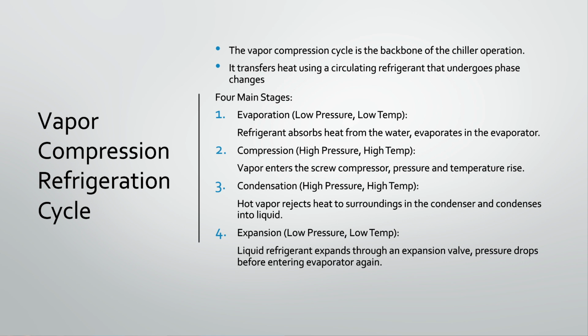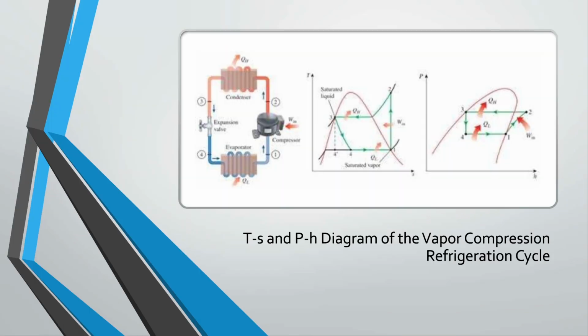Next is compression. Vapor enters the screw compressor, raising pressure and temperature. Then condensation. The vapor releases heat and condenses back to a liquid. Then lastly, expansion. The liquid refrigerant expands, lowering pressure before it repeats the cycle.